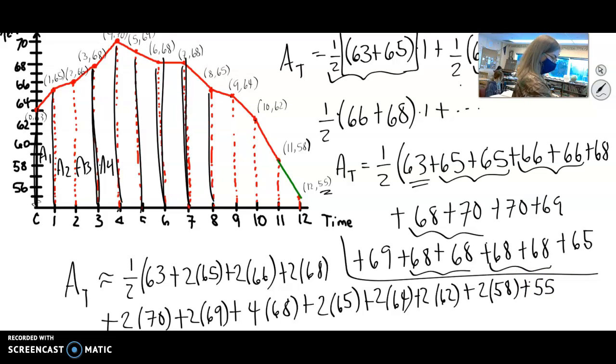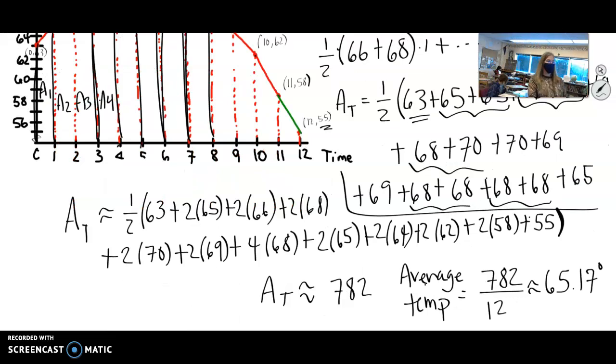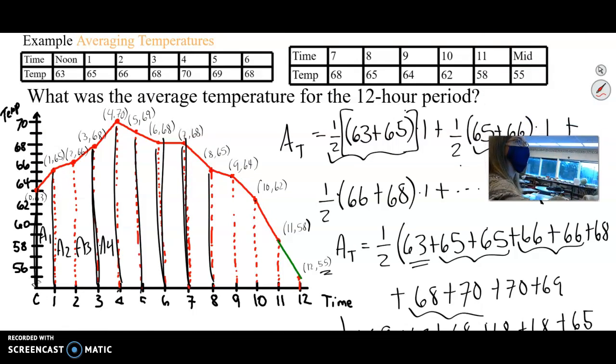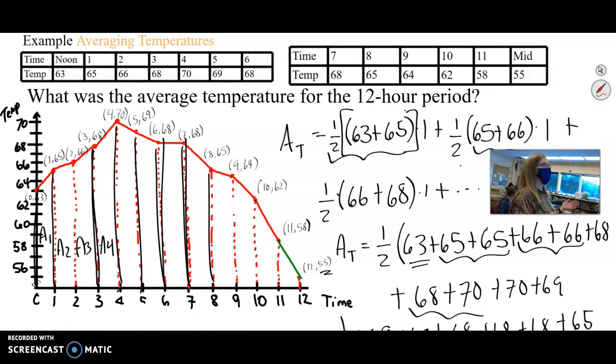I'm going to throw all that in my calculator, and that will be the area under the curve. Then I'll divide that by 12. What I got for a total was 782. To find the average temperature, divide that by the number of hours we were working with, 12. I get 65.17, which seems reasonable if you look at the data table. Our lowest is 55, our high is 70, so 65.17 seems like about an average temperature. All right, that is it.